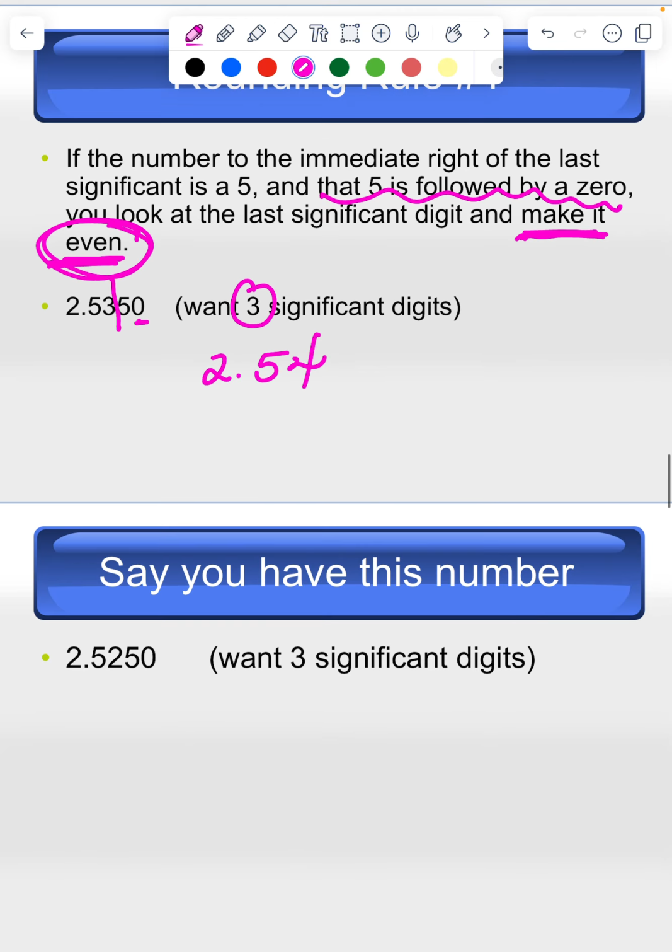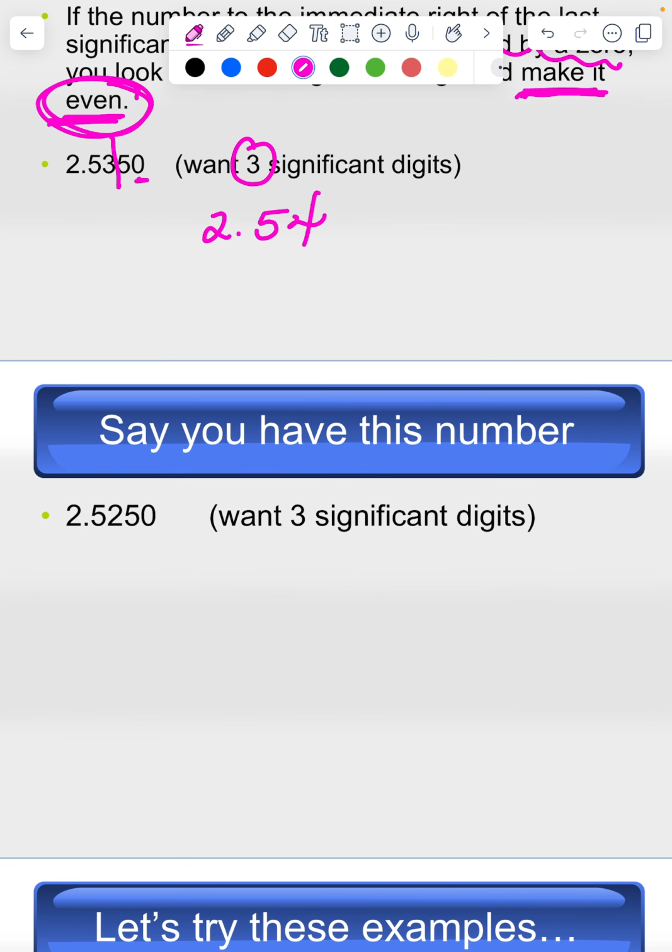All right, now for this one, we have 2.5250, and I want 3 sig figs. I cut it off after the 2. There's a 5 behind that, so ding, ding, I have to look at that next number.